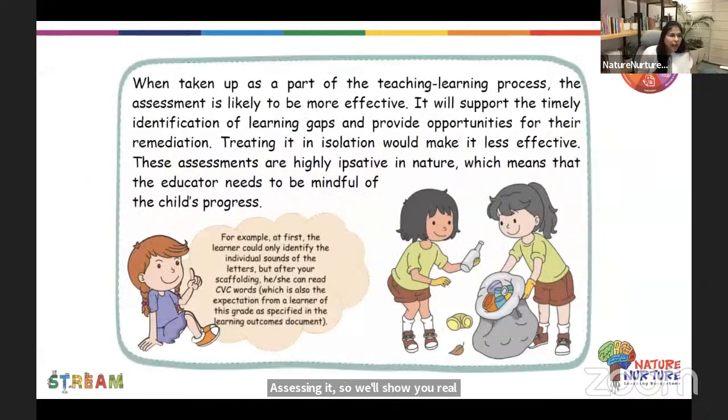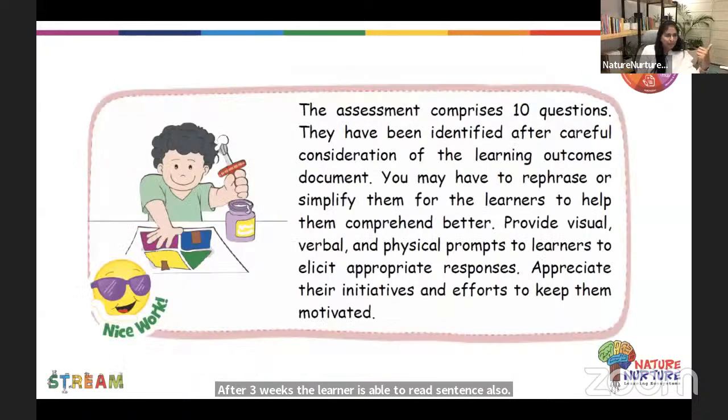So we move ahead, and it's important that when this assessment is taken as part of the teaching learning process, it is going to be more effective, right? And then you'll be able to identify the learning gaps, and maybe you can assign buddies, a quick learner with a learner who needs additional scaffolding. And perhaps there is a learner who is just reading words, but by constant scaffolding, after 3 weeks, the learner is able to read sentences also. Do you understand that? So we move ahead.